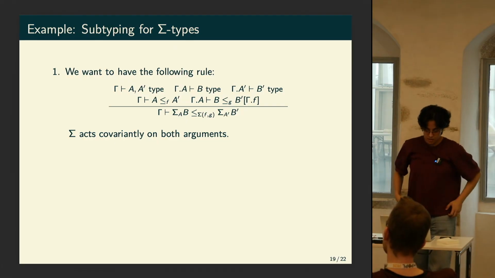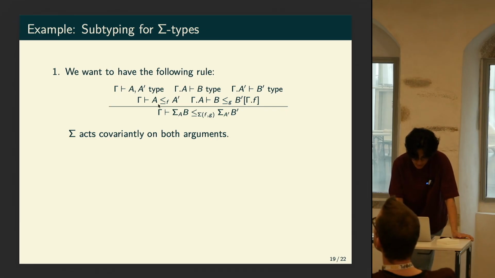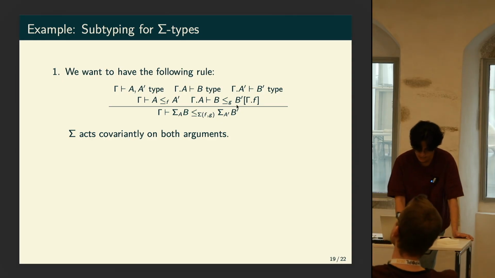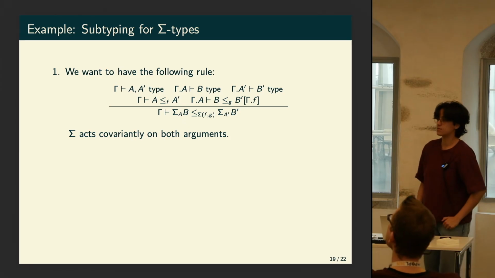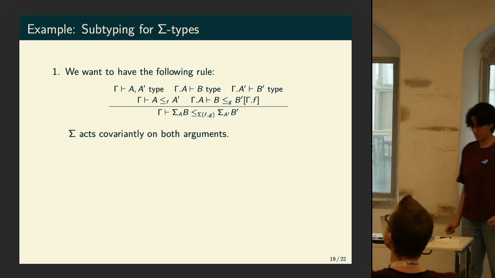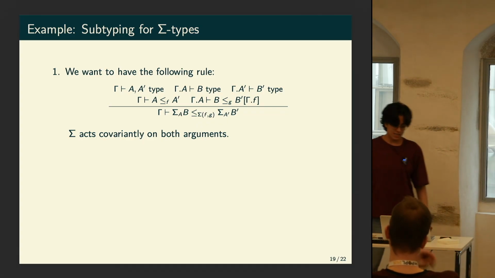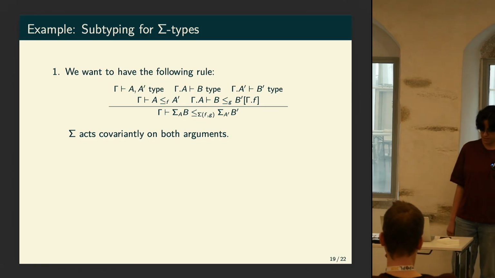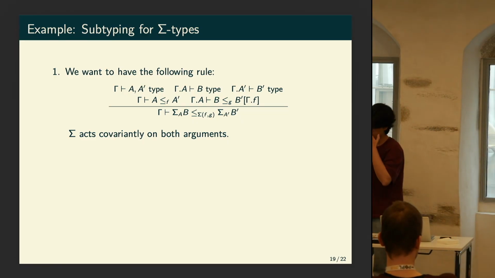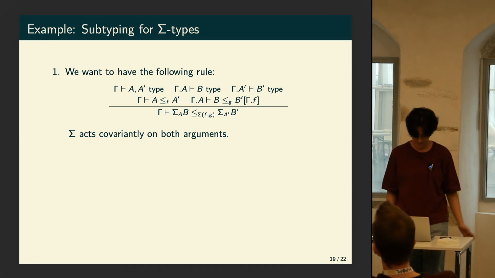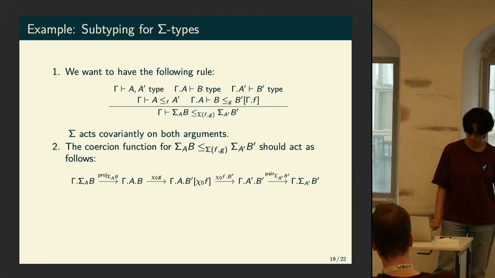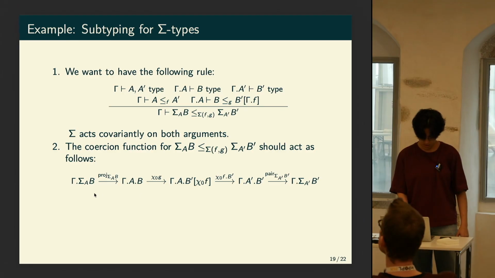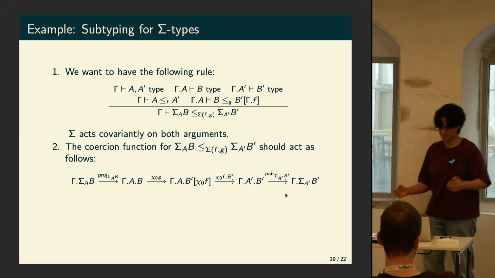Now, what would you do when you want to add the rules for subtyping? So let's say you have a witness F for A being a subtype of A prime, and you have a witness G here for B being a subtype of B prime. Then you would expect to have such a subtyping relation between sigma A B and sigma A prime B prime, because sigma acts covariantly on both arguments. So this is exactly the rule we add, but we also expect that the coercion function attached to this witness actually acts in a certain way. So we would want it to first project the pair down, then do the coercion on the second argument, then do the coercion on the first argument, and then pair back up to make the pair again.